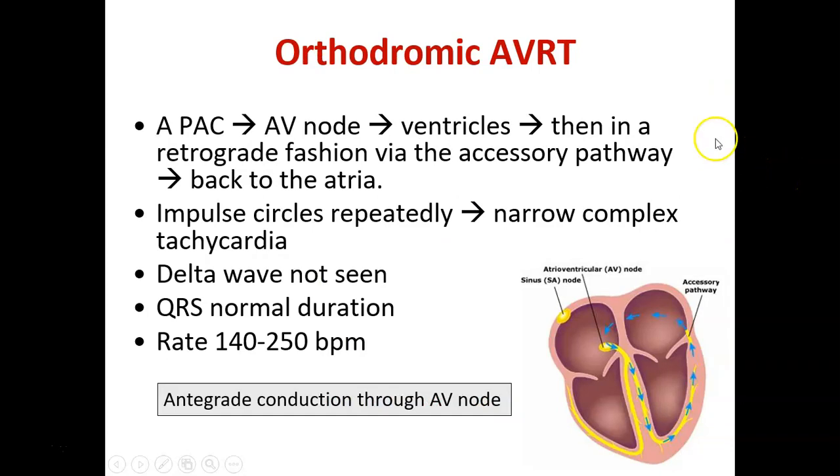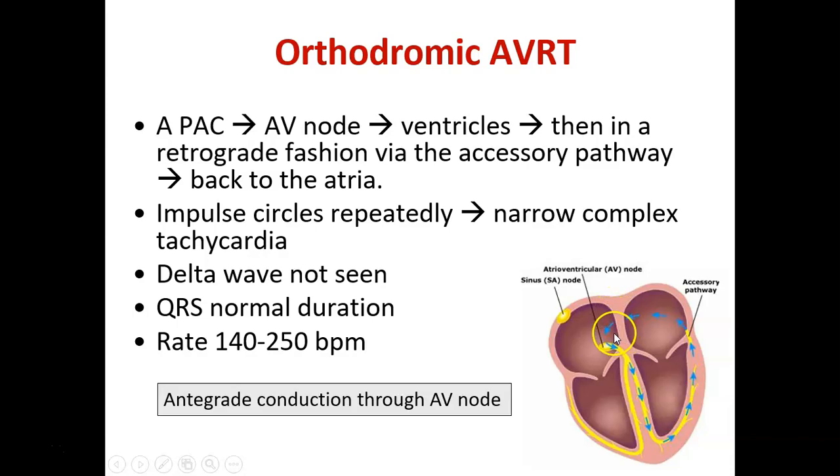In case of orthodromic atrioventricular reentrant tachycardia, a premature atrial complex originates from the atria and it goes through the AV node and then follows the normal Purkinje fibers to the ventricles, and then in the retrograde fashion it passes through the accessory pathway and comes back to the atria and makes a loop. This impulse circles repeatedly and results in narrow complex tachycardia.